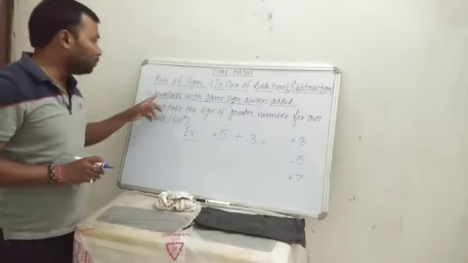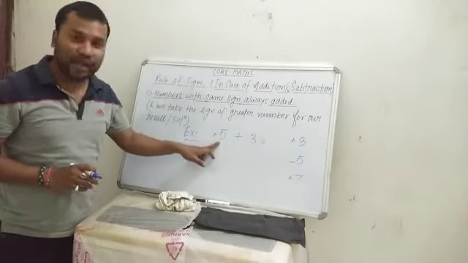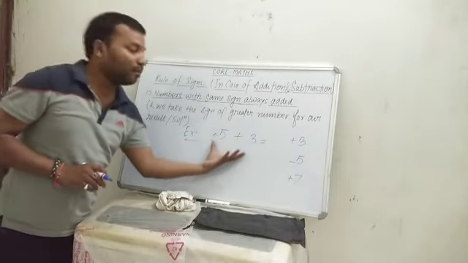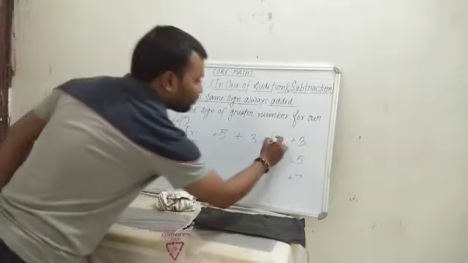Now, according to this rule, numbers with the same sign are always added. The sign of 5 is positive, and the sign of 3 is also positive. That is, both the numbers 5 and 3 have the same sign. So we will add them.